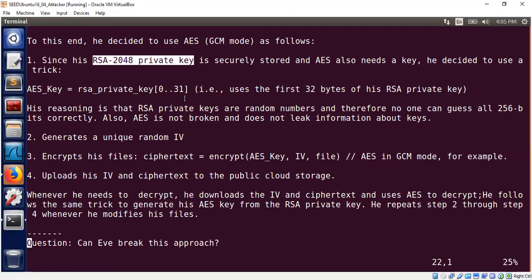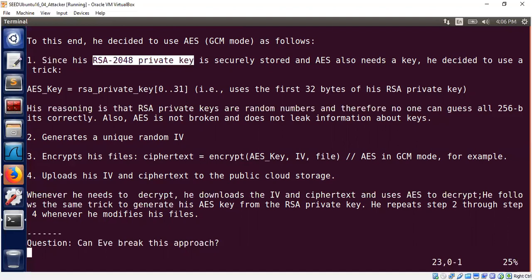But the problem is asking, can Eve break this approach? This sounds like a scary problem. You have to break RSA or break AES, right? Because there's nothing wrong with Bob. Bob is doing perfectly fine because he's using RSA, he's using AES. Seems to be reasonable. So why are they asking us to think about this question? Can Eve break this approach?